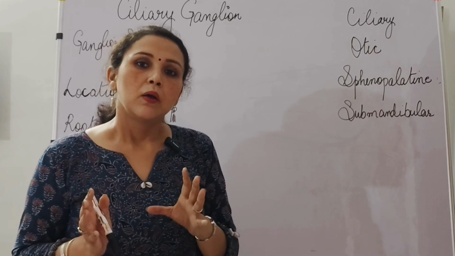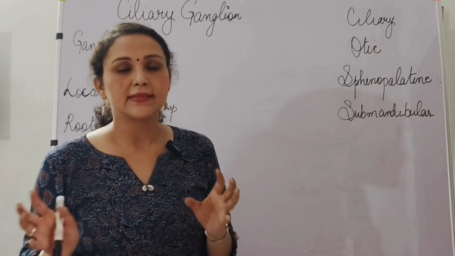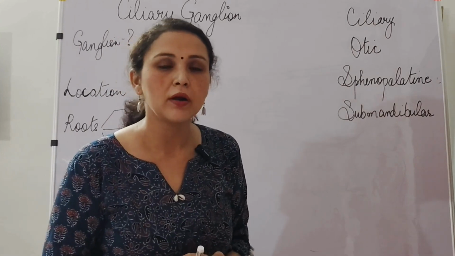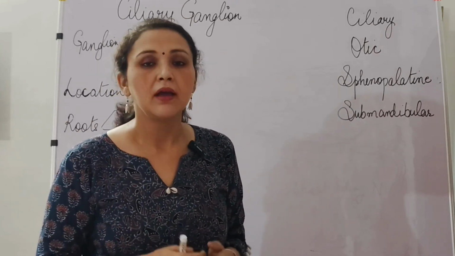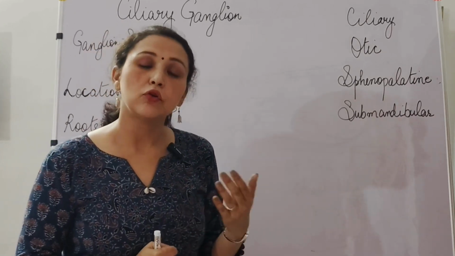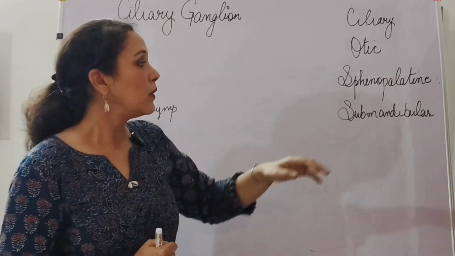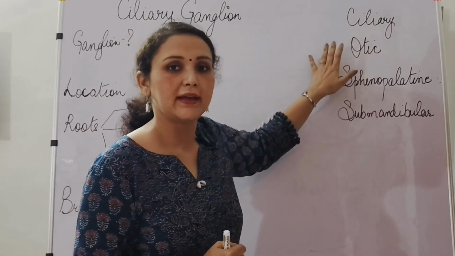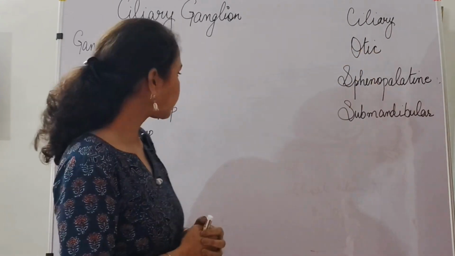Now we can again divide them into two: sympathetic ganglia and parasympathetic ganglia. Sympathetic ganglia are those which are present beside the spinal cord. So they are present close to the spinal cord, forming a sympathetic chain. And parasympathetic ganglia are present close to the peripheral organs which they supply, and that is the reason why these ganglia are known as peripheral parasympathetic ganglia. They are present close to the organs which they supply.